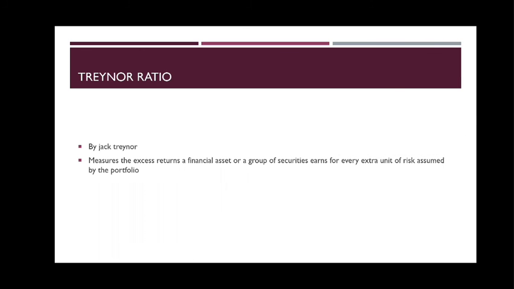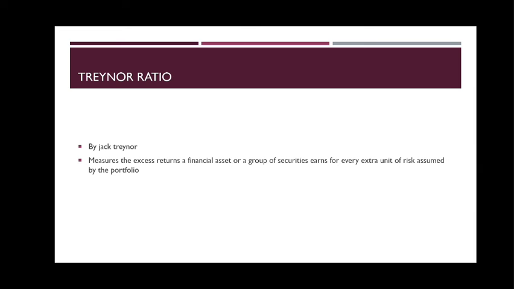Treynor ratio. This is the third ratio. This was introduced by Jack Treynor. Previously, in that ratio, we included both systematic risk and unsystematic risk. But in Treynor ratio, it includes only systematic risk. Here, systematic risk is known as beta. For 1 beta, how much return we get, this ratio is useful.